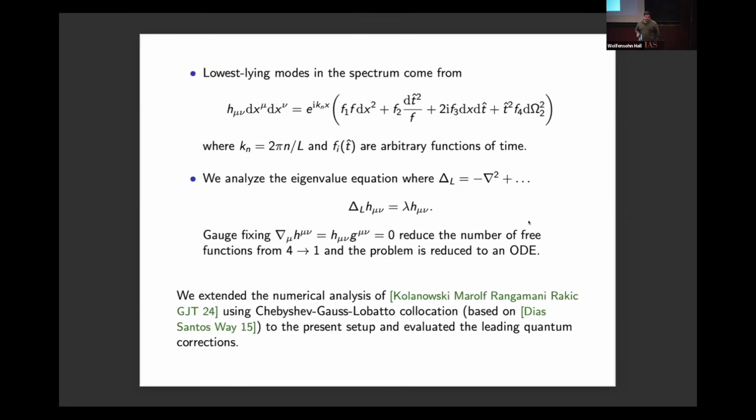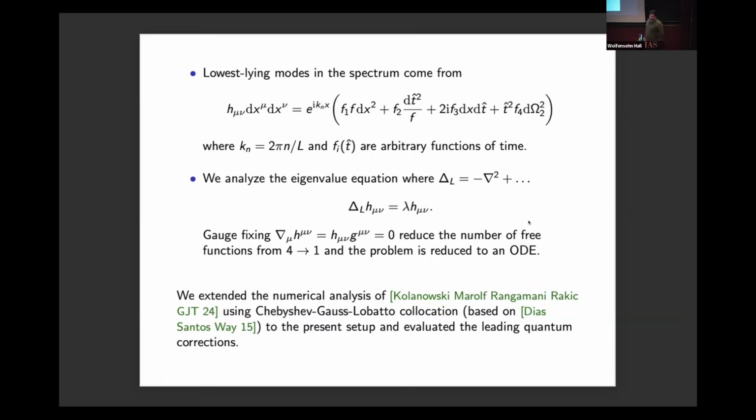Okay, so to do it in Einstein gravity, we will analyze the spectrum of this propagator. That's a complicated problem, but one can argue that the lowest lying modes are in the S-wave sector, so we will take this ansatz, where we have some momentum in the S1 circle that I call Kn, parameterized by some integer n. And then we have 4 functions, F1, F2, F3, and F4, that are functions of time only.